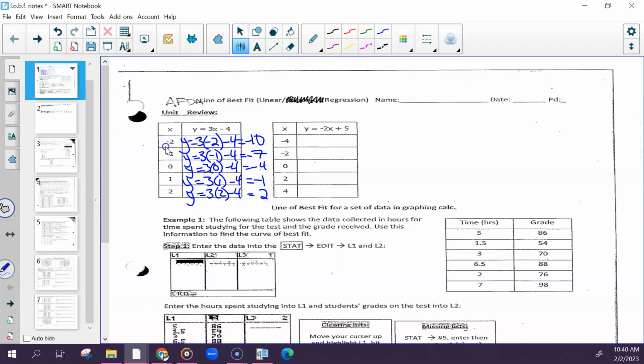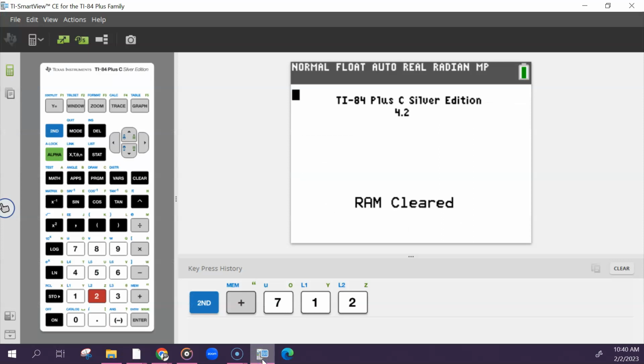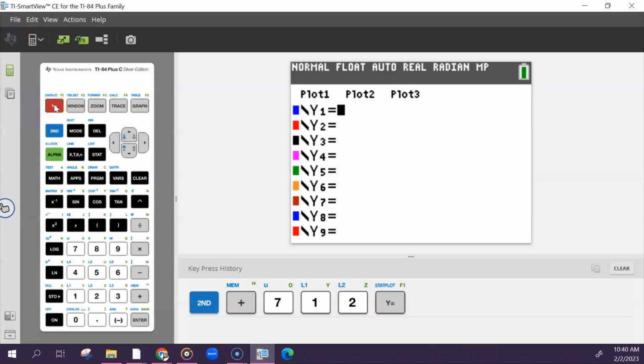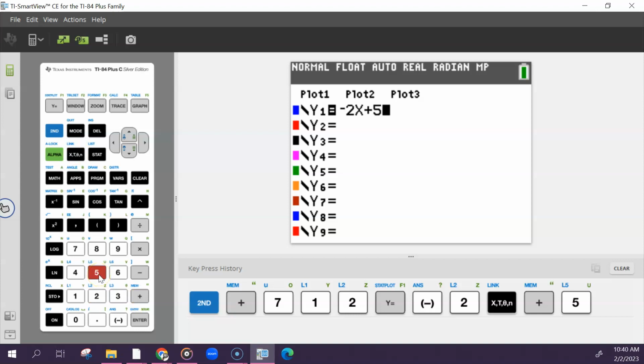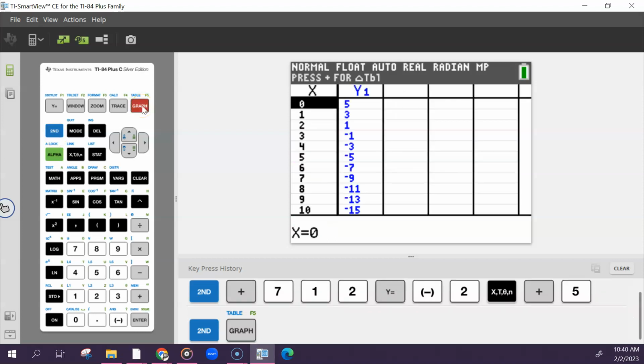If we wanted to do the same thing but not do it by hand, because that was very time consuming, put it in the calculator. Go into y equals up at the top. Type in that equation, negative 2x plus 5. Remember, you can use the x button next to alpha. Go into your table, second graph, and then find those values, negative 4, negative 2, you may have to scroll. So 13, 9, 5, 1, negative 3, and go ahead and write those down.